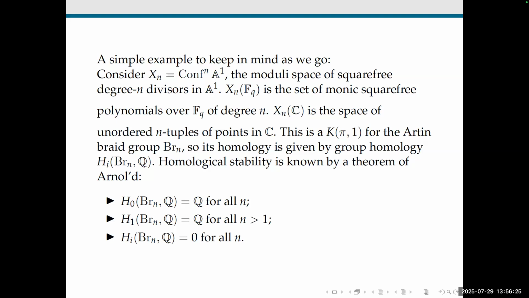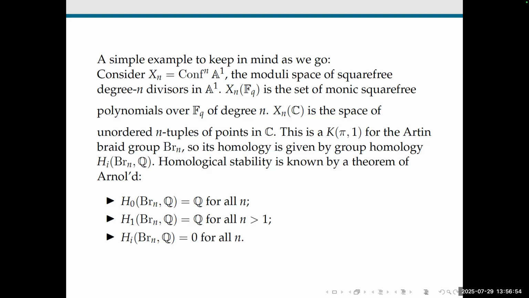The individual points might not be defined over Fq, of course, because it's unordered. By saying divisor, I'm saying it's an unordered set of n points. On the other hand, the complex points of this moduli space, well, that's just the space. Now we can be a topologist about this. It's the space of unordered n-tuples of points in C. And this is a wonderful space, and it turns out that it's a K(π,1) for the Artin braid group.